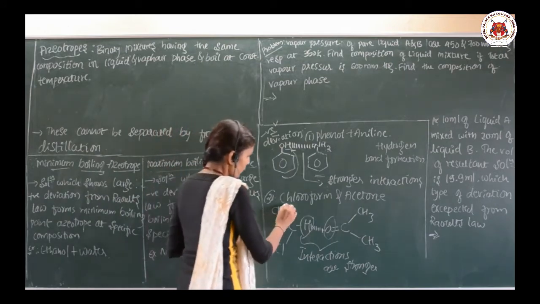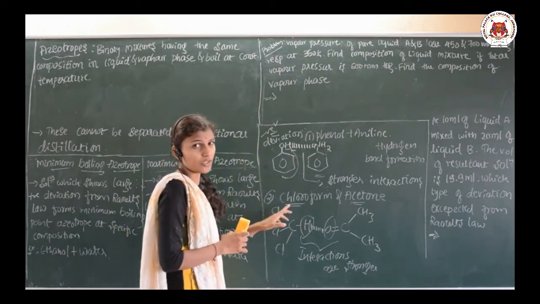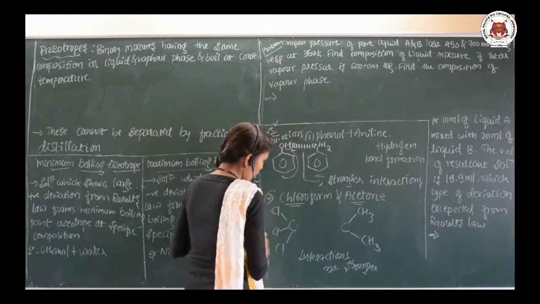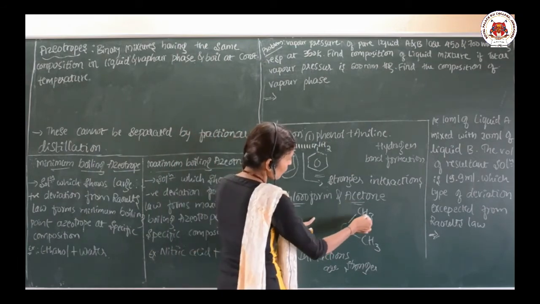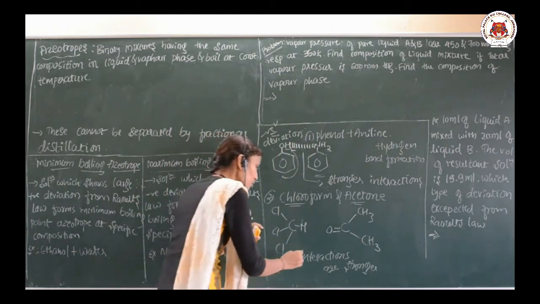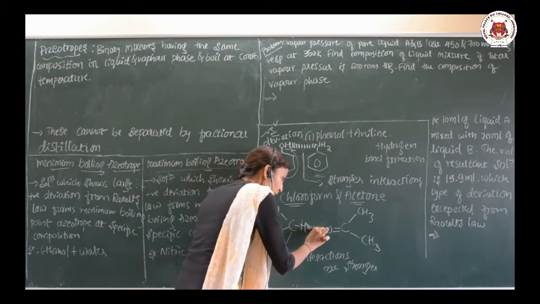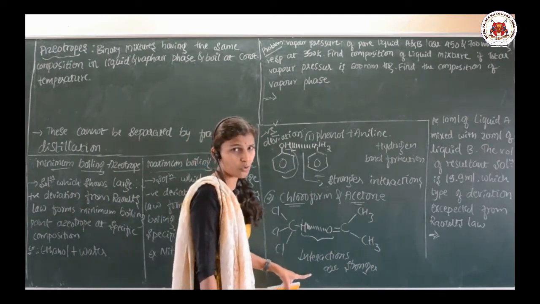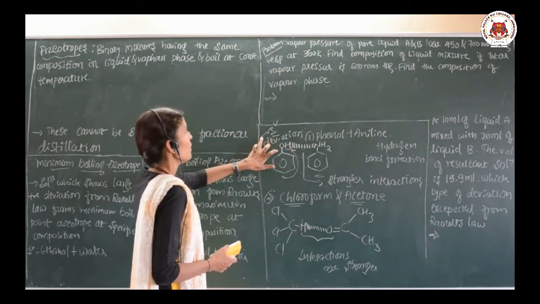Let me explain one more example which is also a negative deviation. The example is chloroform and acetone. The formula of chloroform is CHCl3, and the formula of acetone is CH3COCH3. Here also there is a formation of a hydrogen bond between the hydrogen of the chloroform and the oxygen of the acetone. As there is a formation of hydrogen bonds, the interactions are very strong. So, the A-B interactions being stronger will cause the negative deviation.